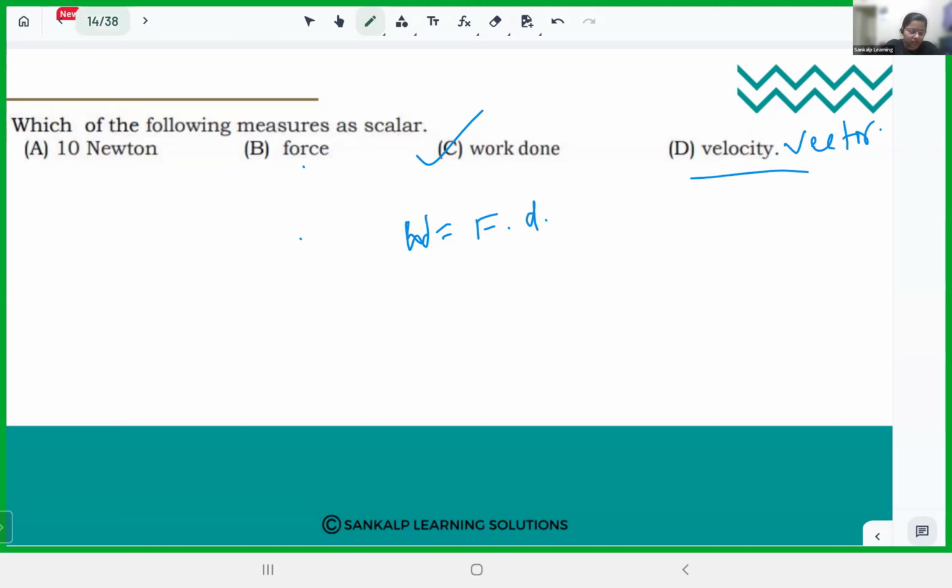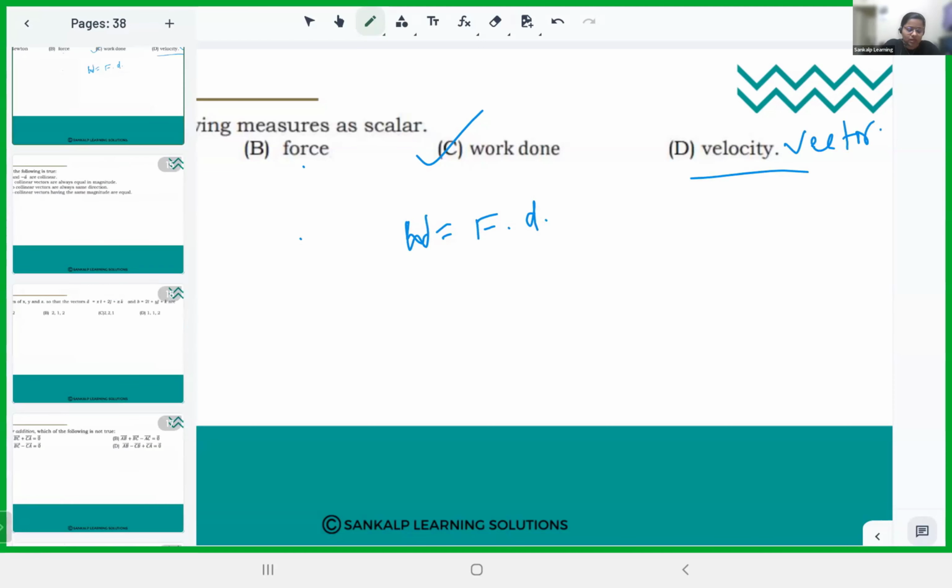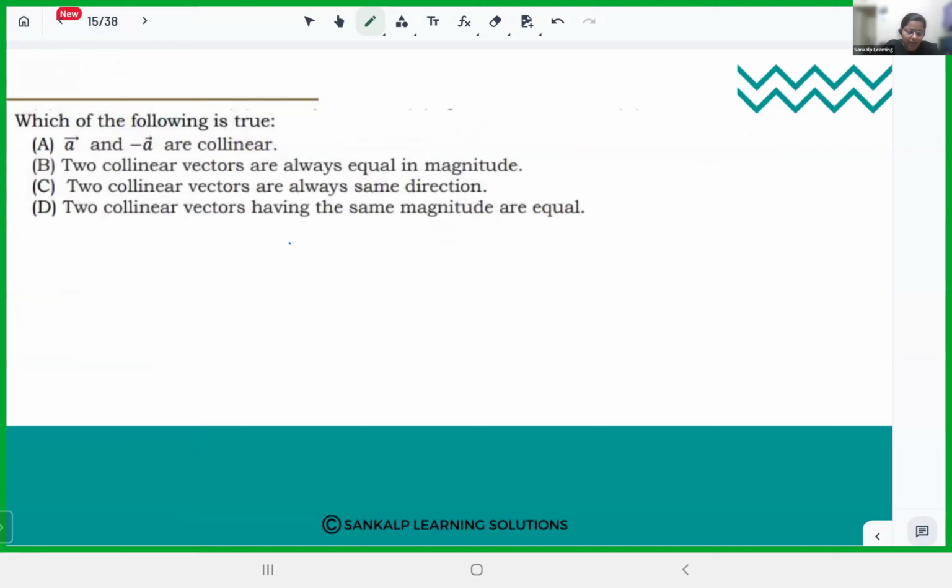And now we are moving on to our third question. Which of the following is true? You have to identify which among the following options are true. Vector A and minus vector A are collinear. Is that true? For that, you have to know what collinear vectors are, isn't it? Collinear vectors are the vectors that are parallel to each other. So, what can you say about vector A and minus vector A? And what is this minus vector A? It is nothing but the negative of the vector A.